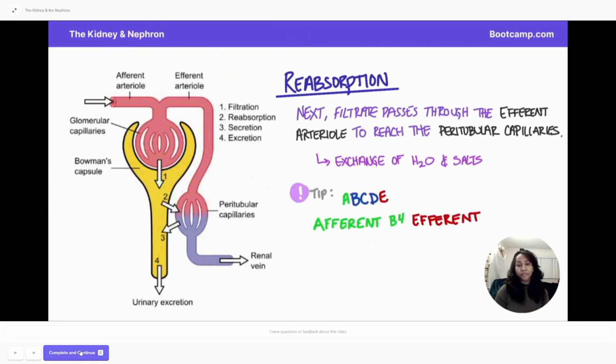So just a tip to remember the difference between afferent and efferent. If we remember the alphabet and simply the fact that A comes before E alphabetically, then we can remember that the afferent arteriole is going to come before the efferent arteriole in terms of how blood flows into the kidney.